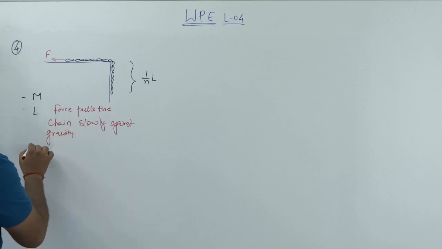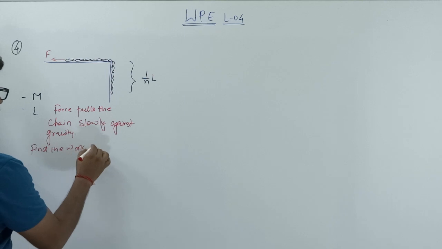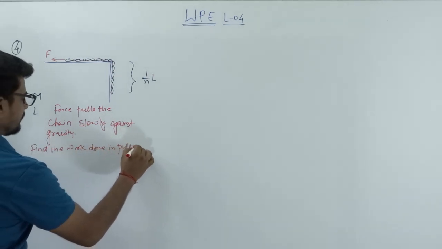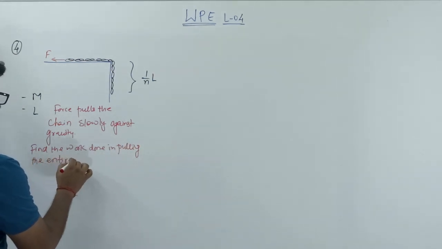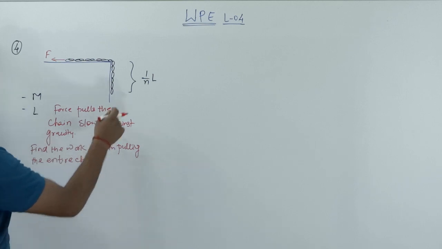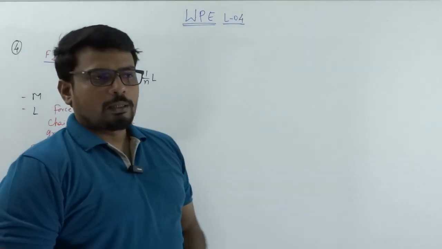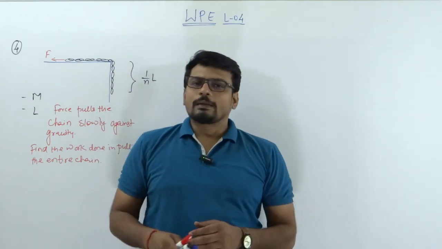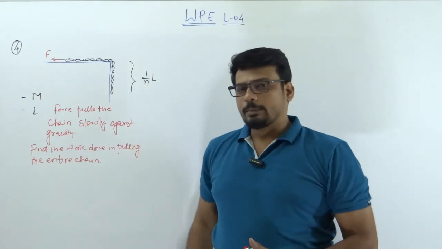So find the work done. The question to you is find the work done in pulling the entire chain up the table. How much work has to be done by this force against gravity, of course, because gravity is pulling it down and the force is pulling it up the table. You have to find how much work is done in pulling the entire chain which was hanging before.